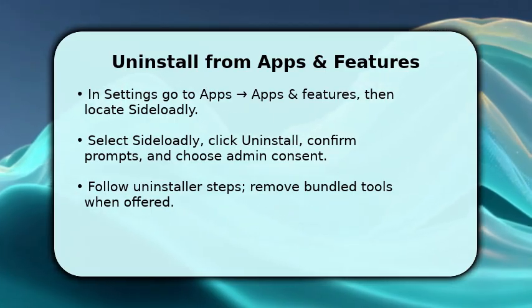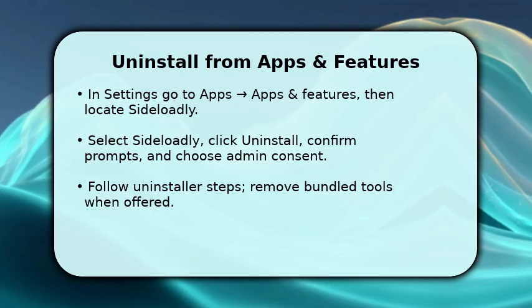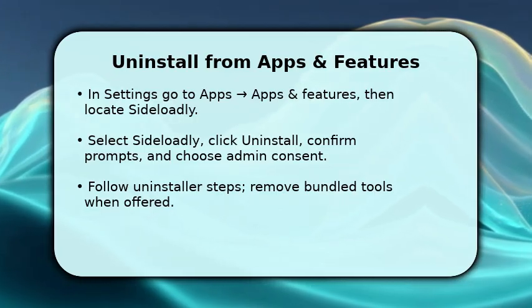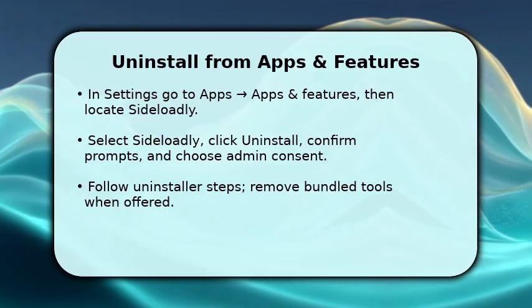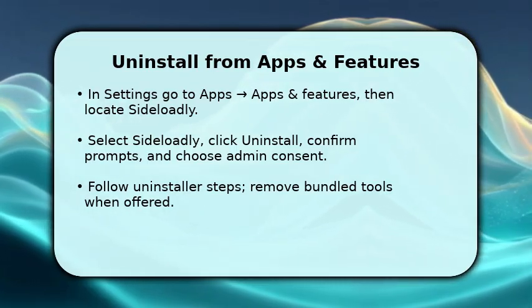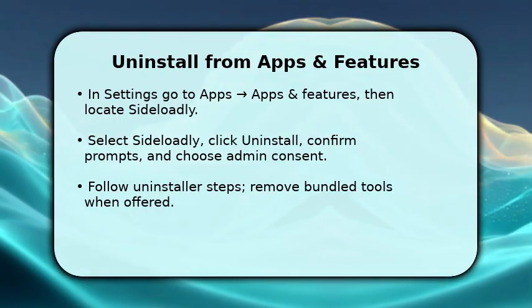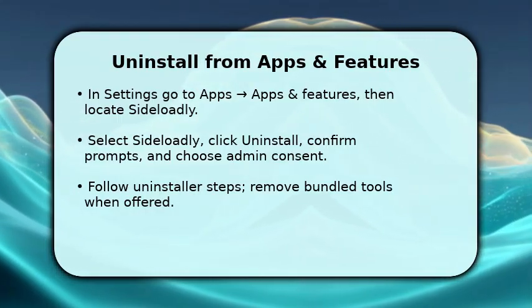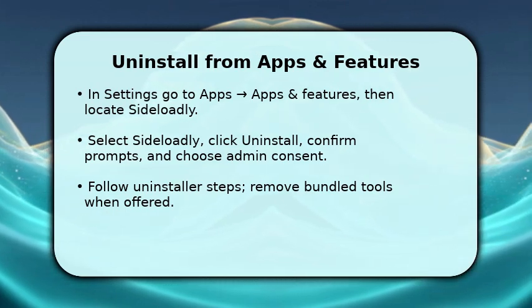Follow the program's uninstaller steps. Choose to remove bundled drivers or helper tools if you don't need them. Once the uninstaller runs, it deletes main files and registry entries. This is why you approved admin rights. After the process completes, Windows may request a reboot to finish cleaning locked components. Once the uninstaller finishes, restart Windows if prompted to release locked files and services.